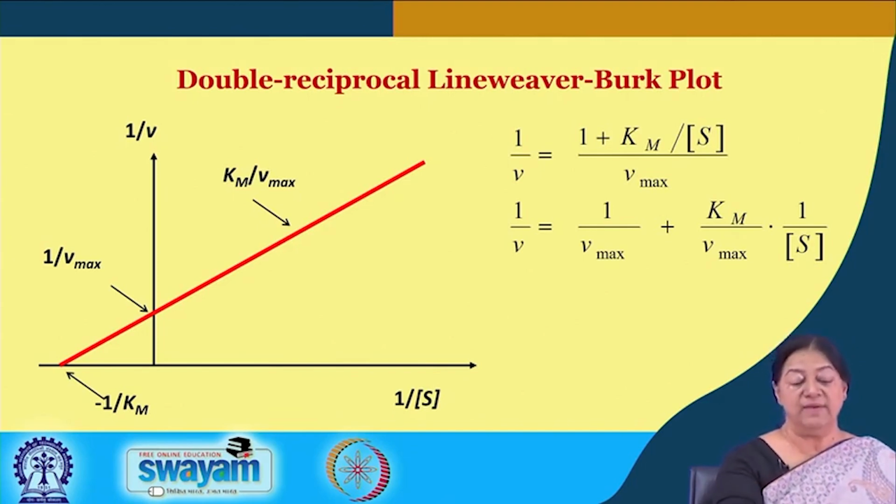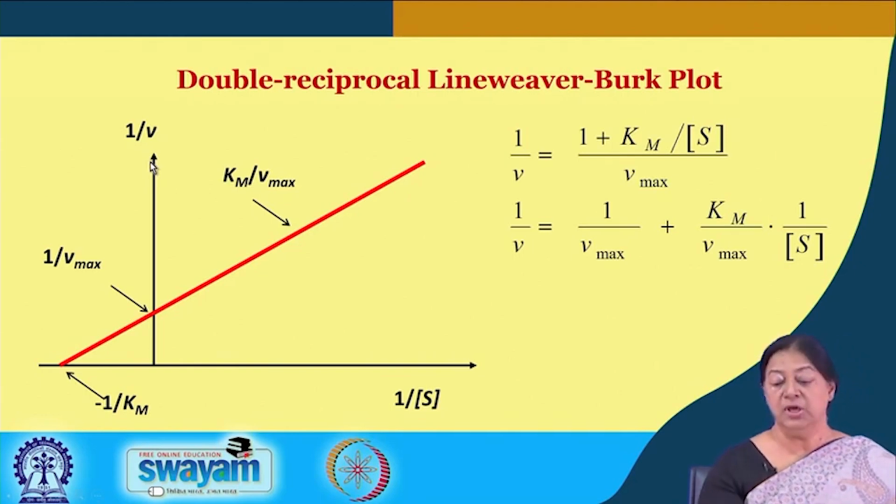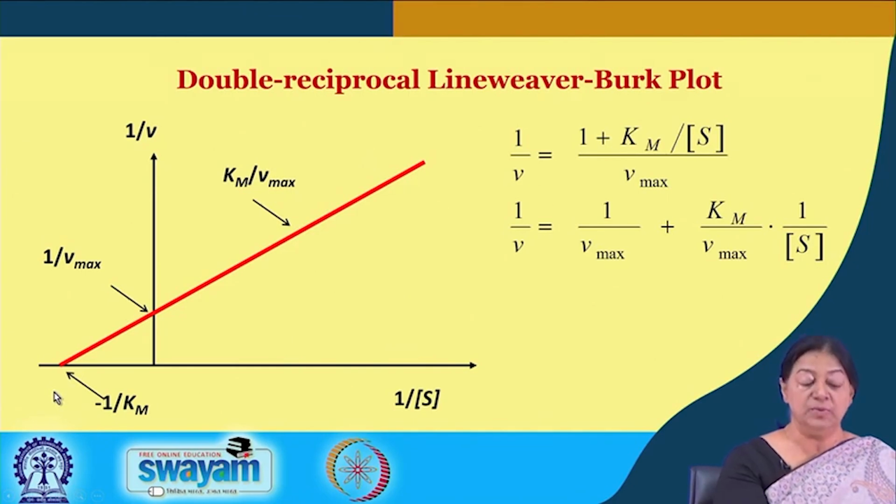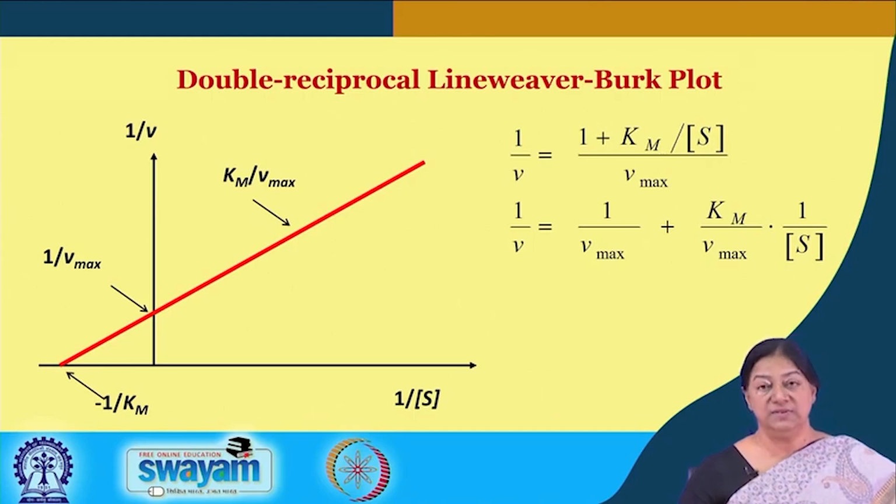So, if we rearrange the equation and plot what is called a double reciprocal plot, where we have 1 by V versus 1 by substrate concentration, this gives a straight line, as you can see from the expression here. The y-intercept is 1 by Vmax, and the intercept on the x-axis is minus 1 by Km. So, we straight away get the values of Vmax and Km, the Michaelis constant, as well as the maximum velocity attained, from this double reciprocal Lineweaver-Burk plot.